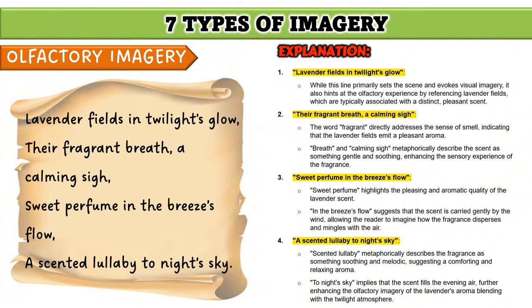A scented lullaby to night sky. Scented lullaby metaphorically describes the fragrance as something soothing and melodic, suggesting a comforting and relaxing aroma. Night sky implies that the scent fills the evening air, further enhancing the olfactory imagery of the lavender's aroma blending with the twilight atmosphere. Overall, these lines use descriptive language to create a vivid olfactory experience, allowing the reader to smell the sweet, calming fragrance of lavender fields as they are carried by the breeze at twilight.